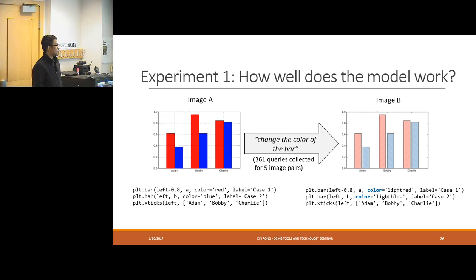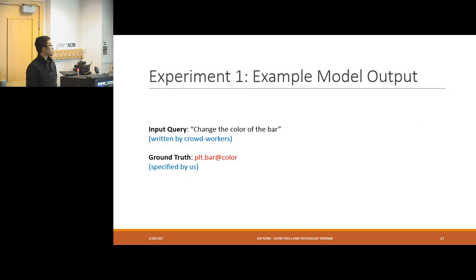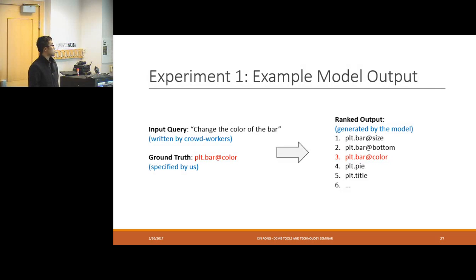Overall, it's a very small scale, 360 queries, 61 queries collected for 5 image pairs, and we fed them to the model. So for example, this is an input query, and this is a ground truth, because we know which specific element corresponds to that change. And we look at where this expected ground truth element is ranked in the model output.